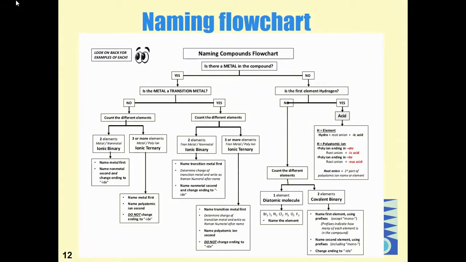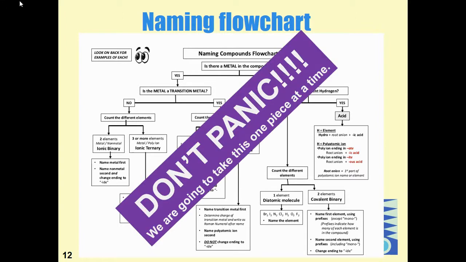So let's get started learning how to name things. This is a naming flowchart we were going to be using in class. I know it looks very big and a little overwhelming, so don't panic. We're going to take it one thing at a time and then we'll put it all together at the end. Right now, we're just going to focus on the covalent portion of the flowchart.